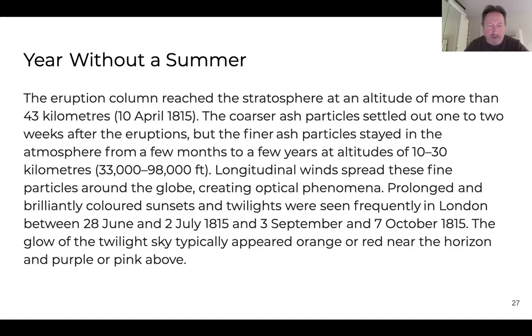The glow of the twilight sky typically appeared orange or red near the horizon and purple or pink above. That's what I called yellow. In fact, it was orange or red, probably.